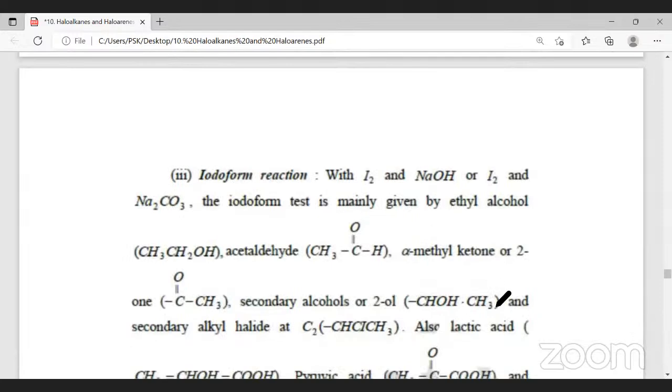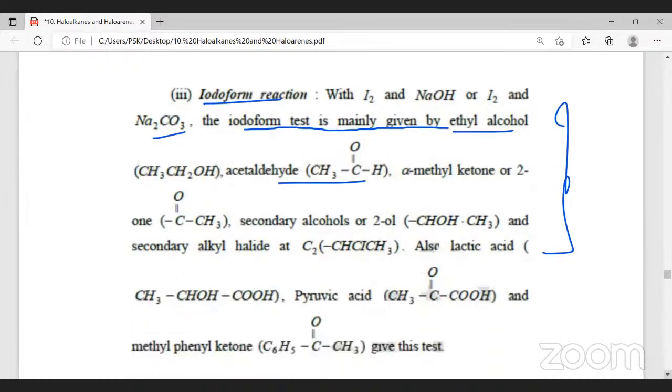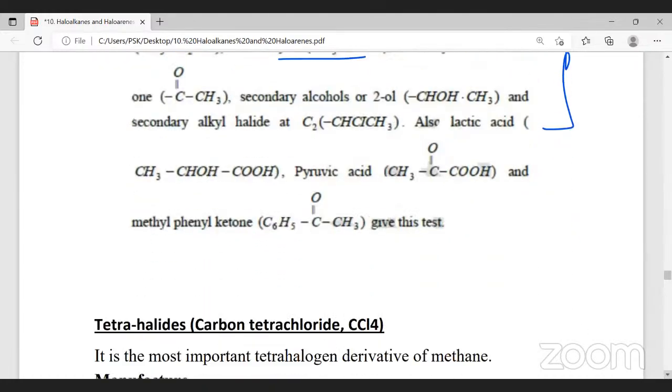It causes death. So, iodoform reactions are with iodine and sodium hydroxide or iodine and sodium carbonate. The iodoform test is mainly given by ethanol, acetaldehyde, alpha methyl ketones, secondary alcohols, and secondary alkyl halides. These are the list of compounds which will give you the iodoform test.